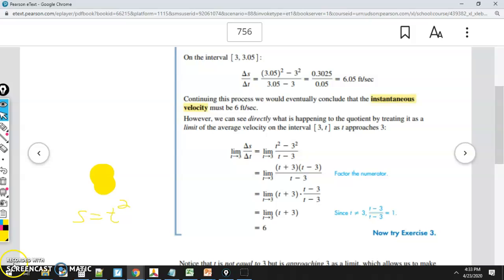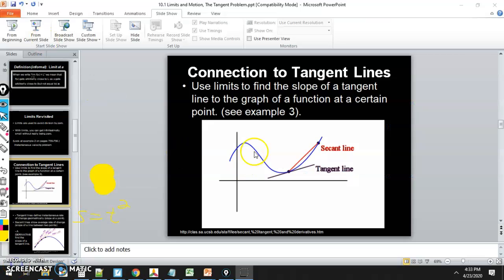All right, so let's go back to the notes here. So let's take a look at a connection to this graphically. All right, so tangent lines are what instantaneous velocity is, okay?